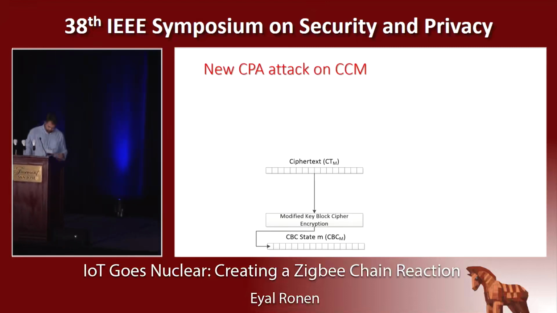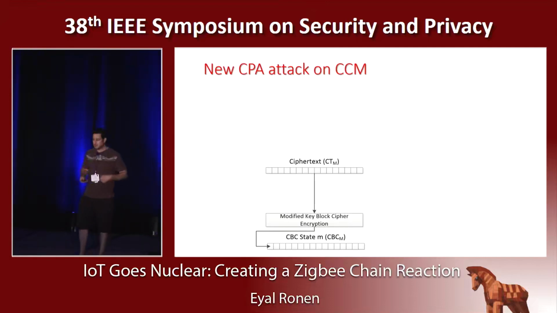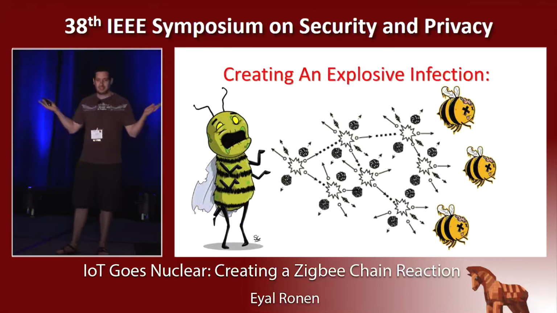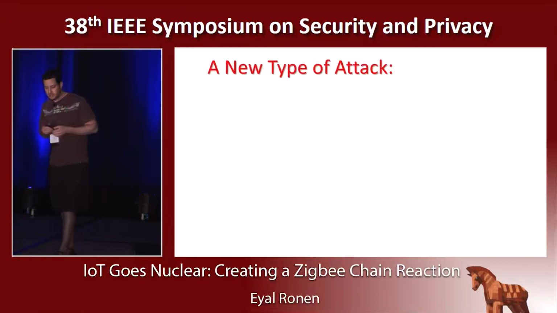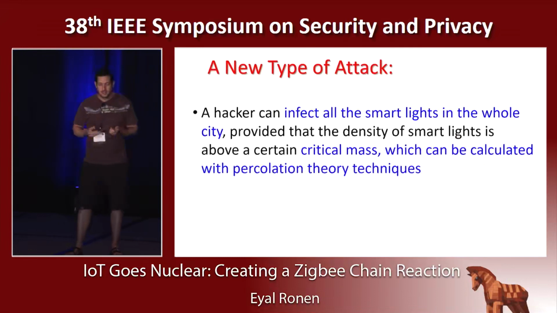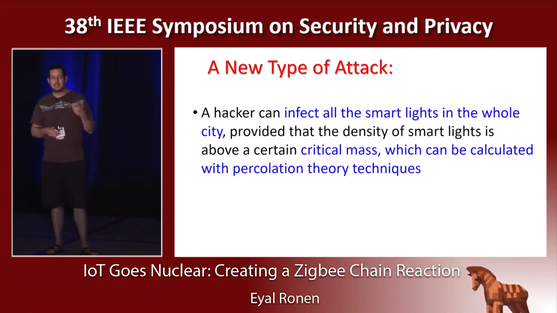So now that I hope we've convinced you that this worm is possible to make, we want to see, okay, what is the meaning of that? So we wanted to see if we can create a worm that spreads, and it does. And now what are the effects? So we look at it as a little bit of a new type of attack, which is dependent on the density of devices in the area. Because we need some critical mass of density to allow this worm to spread over large areas.